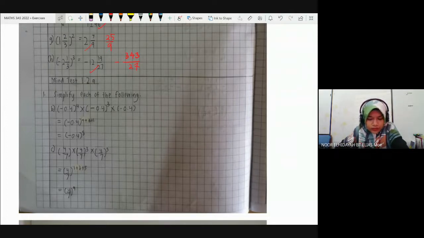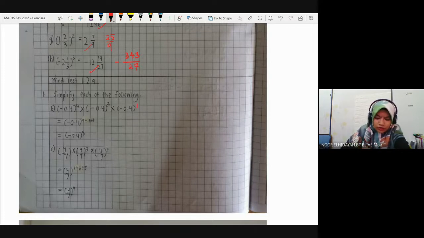Kita dah tengok the law of indices, when it involve the same base, the multiplication of same base of index form, you just add up the index. So the base is negative 0.4, put in the bracket. And then 4 plus 3 plus 1. Biasakan supaya bila ada yang tak ada apa-apa tu, letak juga satu supaya tak tertinggal, tak buat mistake. So 4 plus 3 plus 1, negative 0.4 to the power of 8. The negative you must put in the bracket.